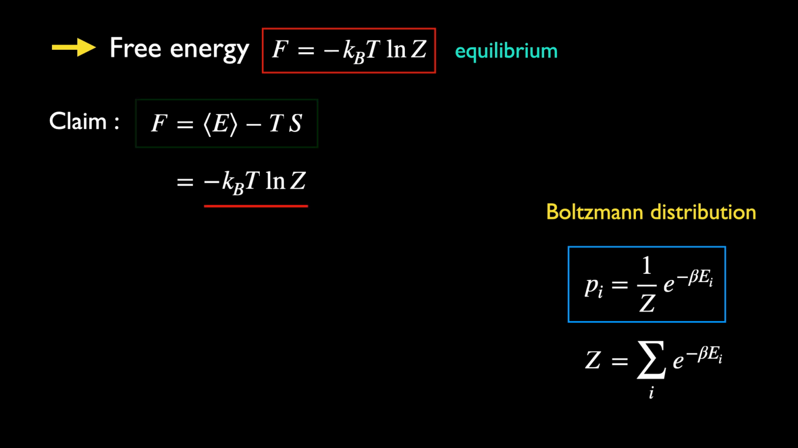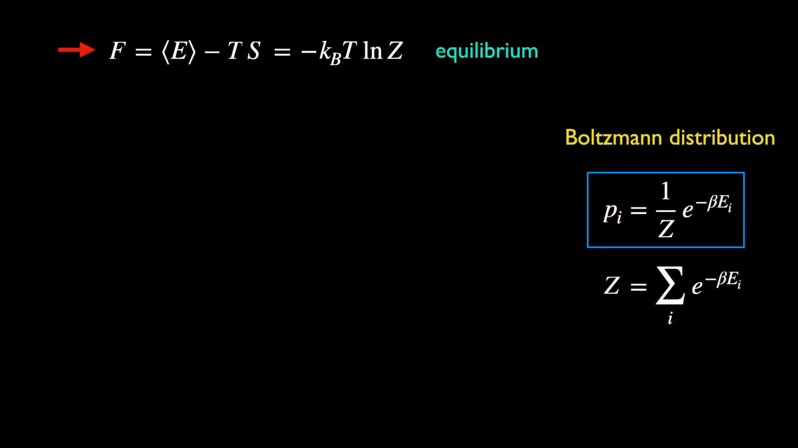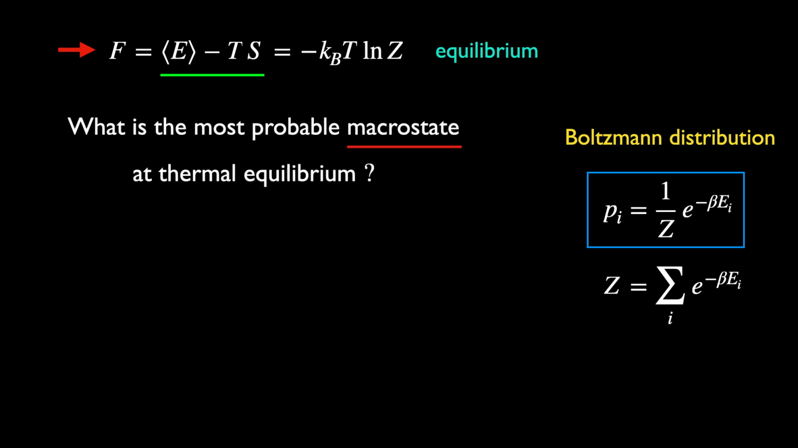Thus, indeed, the expression in the green box is another way of expressing the free energy at thermal equilibrium. This new form for the free energy is related to the following important question. What is the most probable macro state of a system at thermal equilibrium? For instance, we could ask what is the most probable energy a system could have.